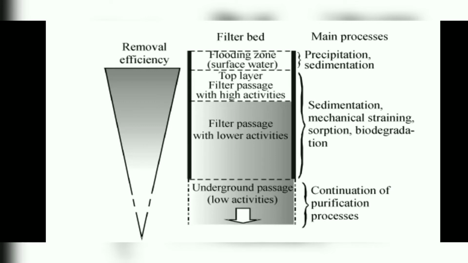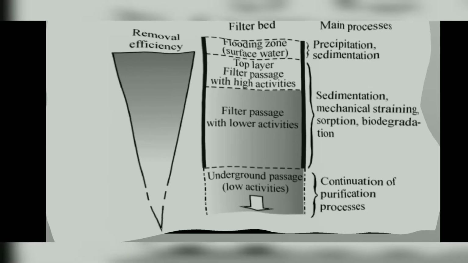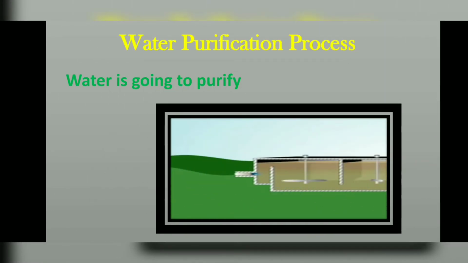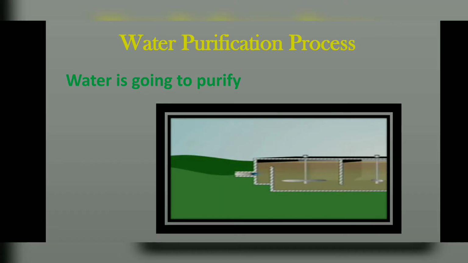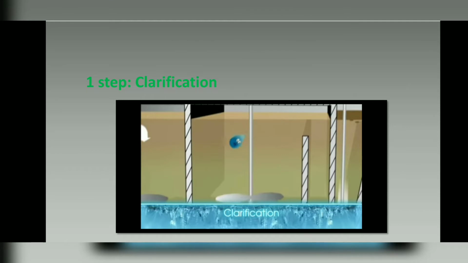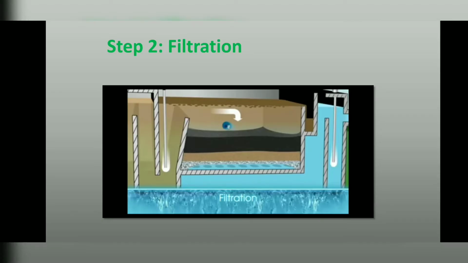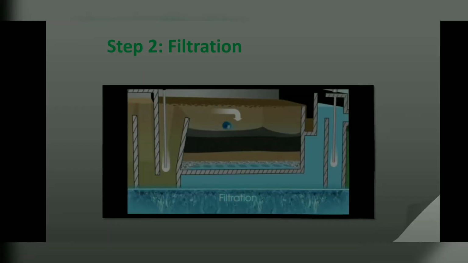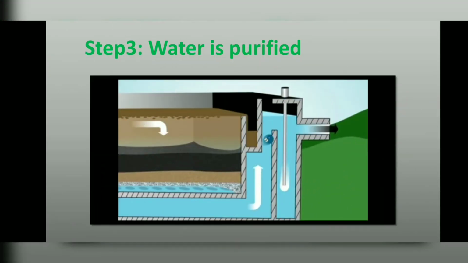This is the process picture. Water purification process step by step. Water is going to be purified in these steps in this picture also. First step is clarification. In the first beaker the water is going through clarification, and in the second step, filtration, the water goes to another beaker and does the filtration process, and in the third step water is purified and it is fine to use.